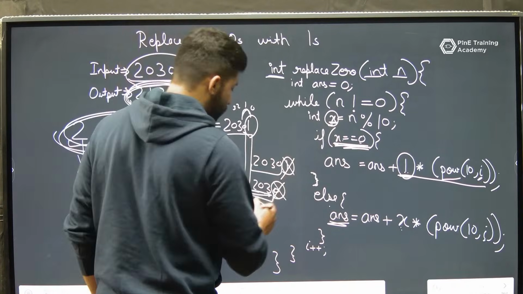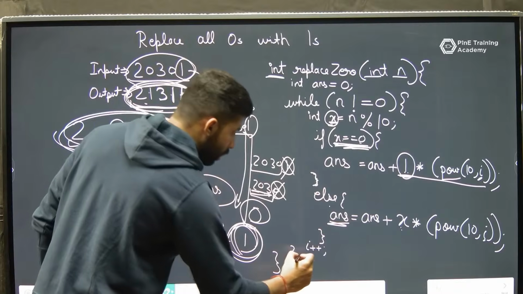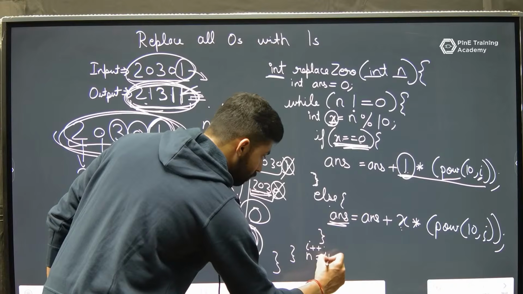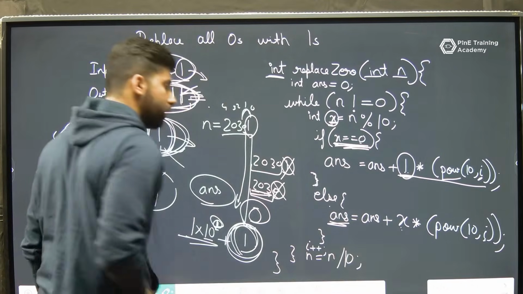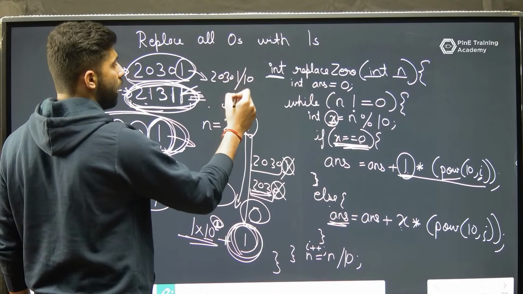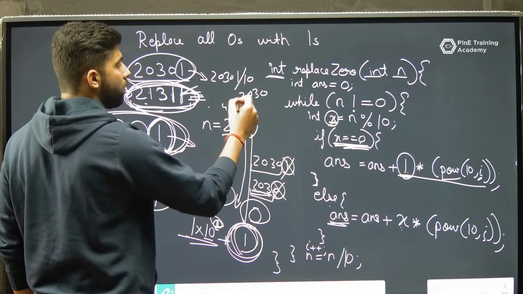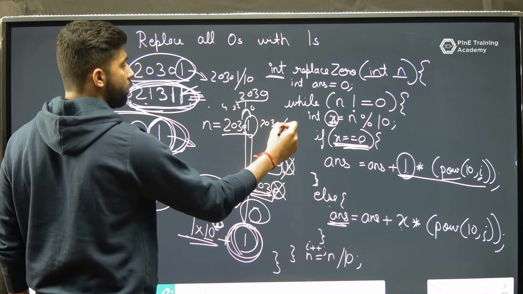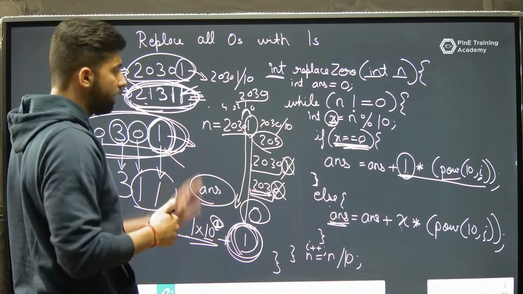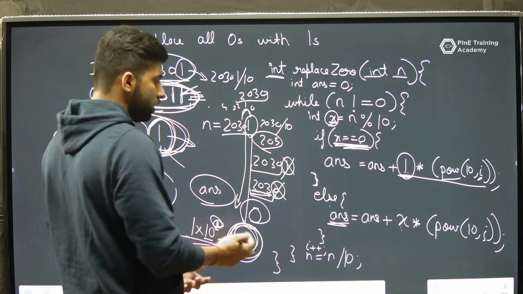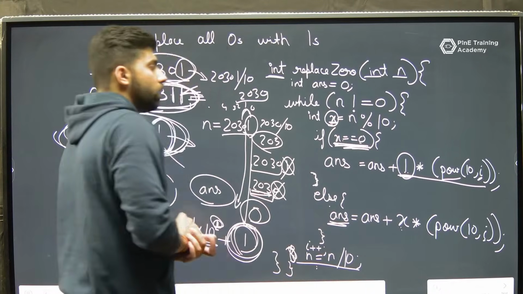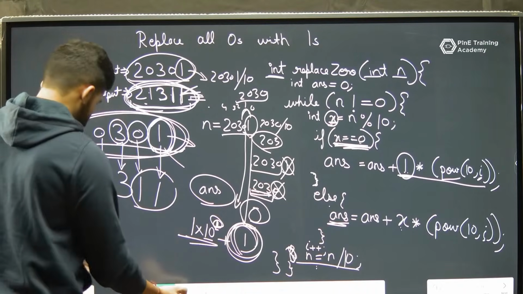So my n is becoming 0, and it will become 0 when I do this n equals n by 10, right? So if I do 20301 divided by 10, I will get 2030. If I do 2030 divided by 10, I will get 203. So this is how we are actually leaving the last digit every time. So this will also come in our loop. Right. Let's take a very small example.